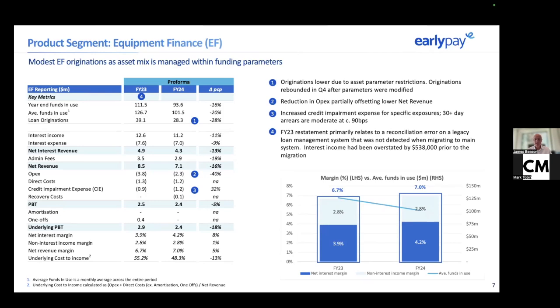The restatement that I mentioned before related to a legacy loan management system. There was an error that overstated the income in 23 by $538,000. So we had to restate 23 income because of that, but that's absolutely been fixed and won't happen again. And one of the issues with that restatement is that it reduced our retained profits balance, which limited even more the amount of dividend that we could pay out. So again, hopefully going forward, the dividend will be significantly higher than it has been in this period.